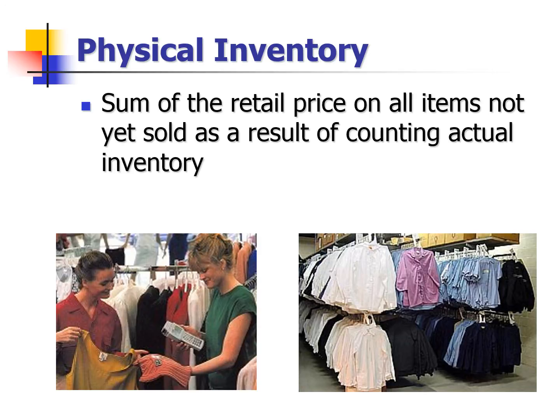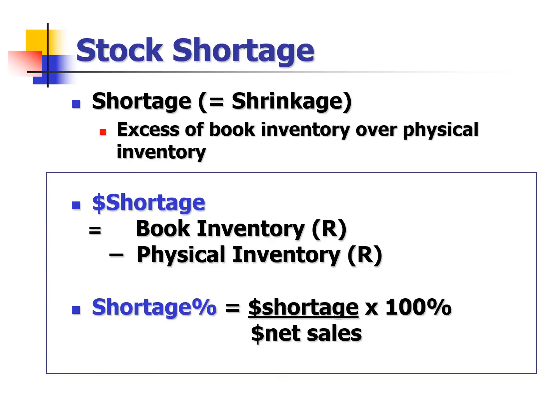And when there's a discrepancy between your physical inventory and your book inventory, that's where we say either shortage or overage happens. So stock shortage, or sometimes it may be called shrinkage. Shrinkage or shortage, they're the same thing. In both cases, they basically mean you have more book inventory than the physical inventory, excess of book inventory over physical inventory. In other words, your book says you should have more than how much you actually have.